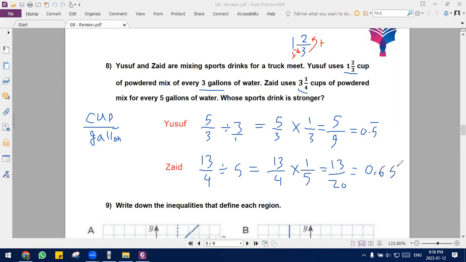So which one used more cups per gallon? As you can see, it's Zaid. So Zaid has stronger drink because he used more cups of powder. Sorry.